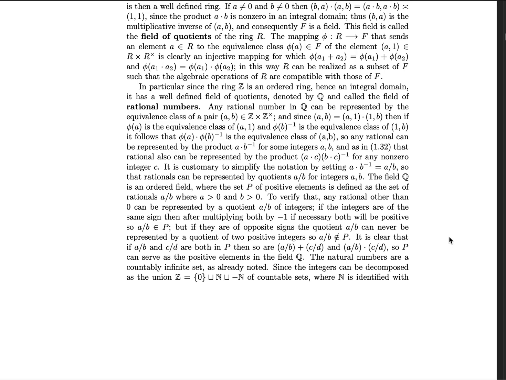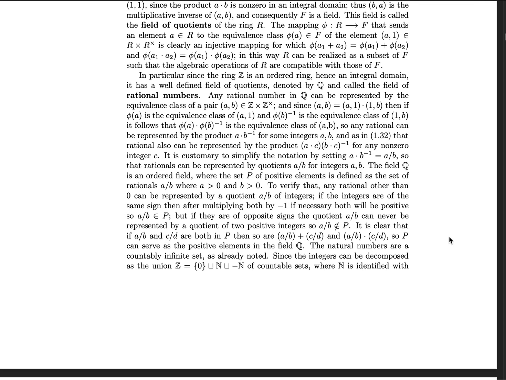Now we'll continue, now that we've created the generalized idea of a field of quotients over a ring. We'll apply it to an example of the integers, our ring, and we'll develop the set of rational numbers. That is, since Z is an ordered ring, we have it to be an integral domain, so it has a well-defined field of quotients, which we'll denote by Q, and this is called the field of rational numbers.